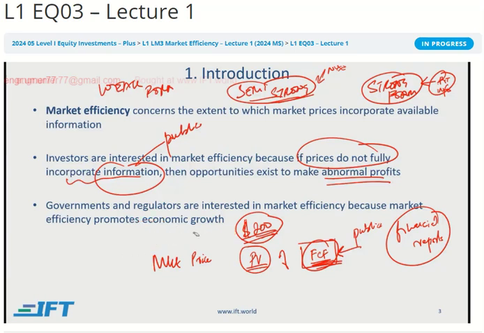Now, if that is not happening and there is a possibility to make extraordinary return, abnormal profits, then the market is not semi-strong form, it is weak form efficient, right? Where one can take these financial reports, public financial reports, and make extraordinary returns.